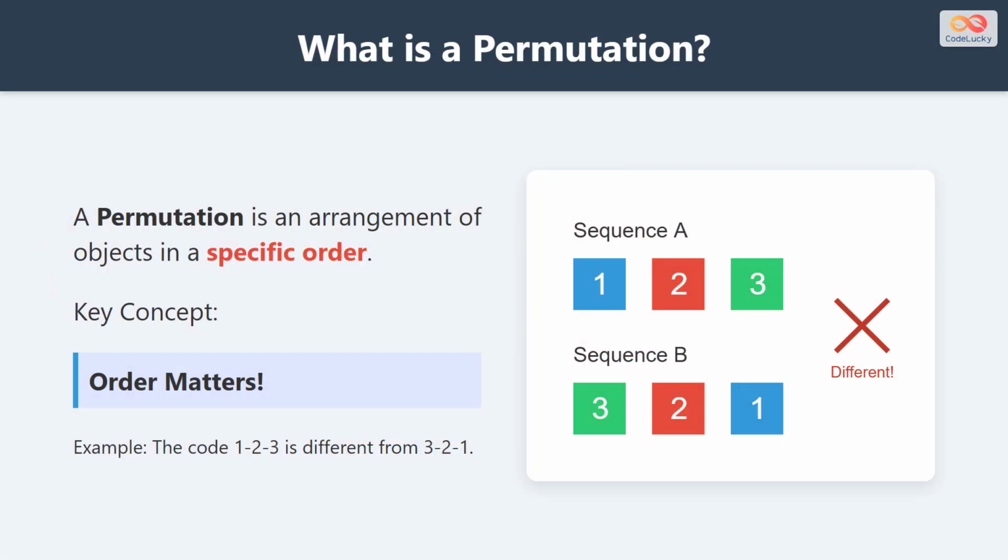So, what exactly is a permutation? Simply put, it is an arrangement of objects in a specific order. The most critical rule to remember here is that order matters. For example, look at the sequences on the screen. The numbers 1, 2, and 3 are the same components as 3, 2, 1. However, because they are in a different order, they count as two completely different permutations.